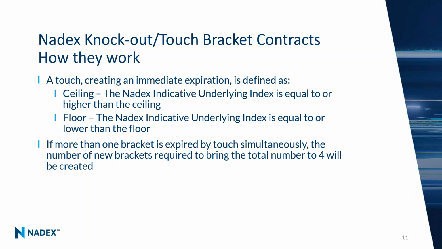So if more than one bracket is expired or touched simultaneously, let's say there is a big gap, the number of new brackets required will always try to list 4. Now, in some cases, if all 4 get knocked out simultaneously, we will not automatically relist. We actually put a safeguard in there because in the event there was such a big move.